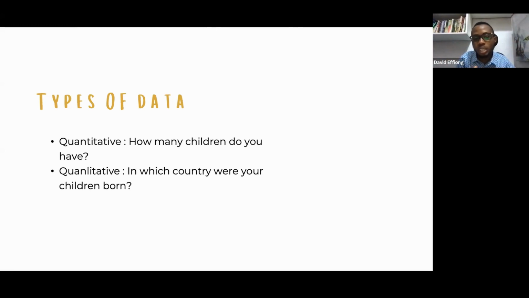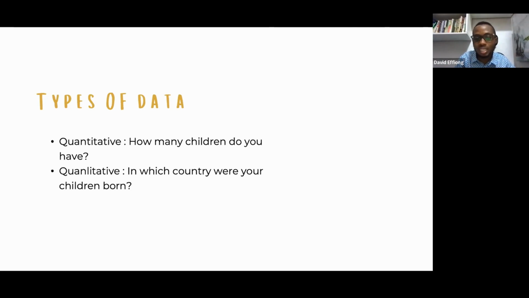And then there is also qualitative. So you can't really quantify them, but you can qualify them. Which country are you from? I'm Nigerian. Where do you stay? I stay in Lagos. I can't say I stay in several Lagoses, or Lagos 1, Lagos 2. There's just one Lagos, right? So we can actually qualify that I stay in a state called Lagos.